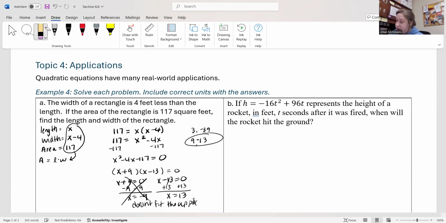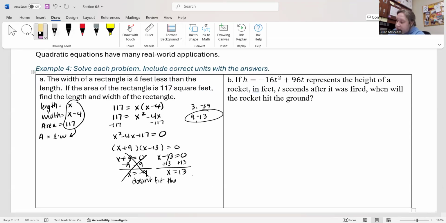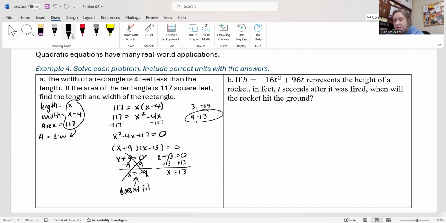It'd be really cool if I could spell, huh? Let me scroll down just a smidge. Doesn't fit the application. Let me rewrite that. So it just doesn't fit the application because we can't have a length that's negative, okay? So that tells me right off that my solution is 13.